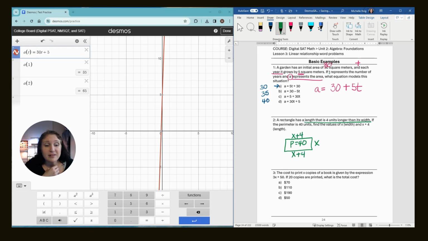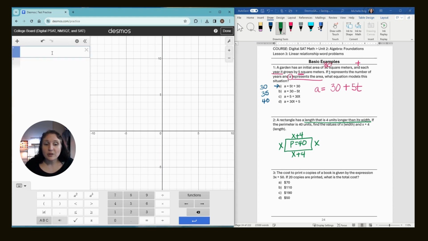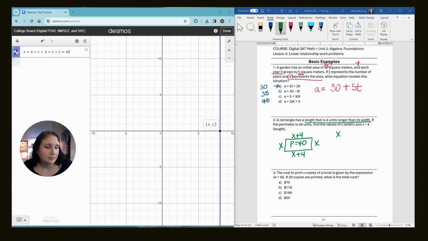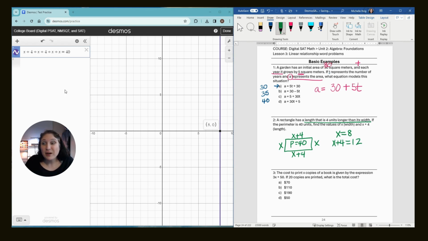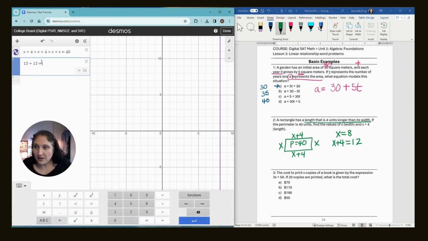This is very similar to the other question in our lesson 2 video. What we're going to do is just type it up. You could do 2 times the length plus 2 times the width, but I just like to write x plus 4 twice, and since I have 2 x's, I'm going to write 2 x's, and then it equals 40. So what does x equal? x equals 8. And what does x plus 4 equal? x plus 4 equals 12. The end. If you want to check your work, 12 plus 12 plus 8 plus 8 is 40.